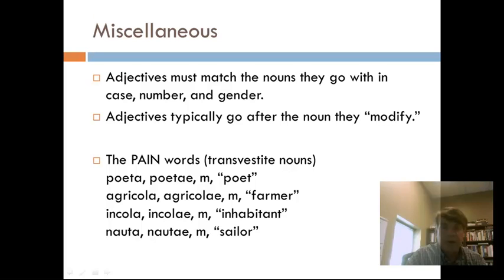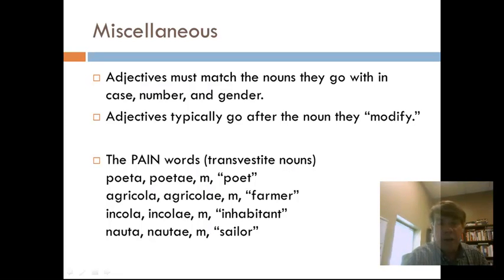Agricola, farmer, agriculture. Agricola, agricolae, masculine, farmer. Incola, not an important word, doesn't even appear in the vocabulary of Wheelock. You don't need to know it, but it is one of those words that looks feminine, but it's actually masculine. And finally, nauta, sailor, is masculine, even though it looks feminine. So there you have it.